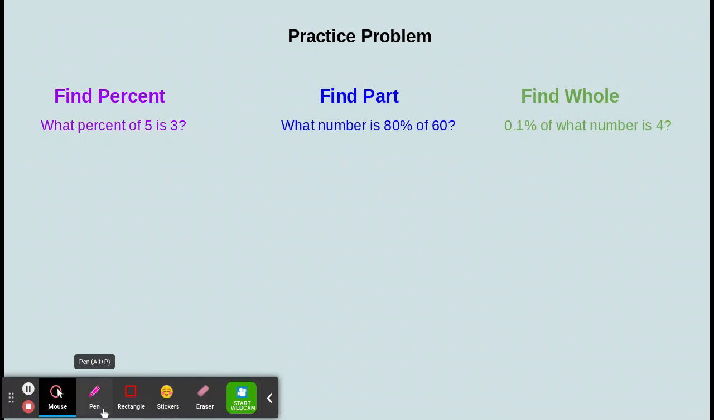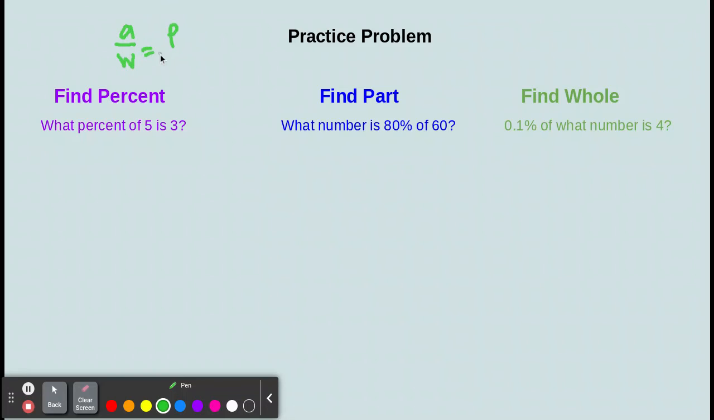All right, some hints on doing the practice problems. Finding a percent. What percent of 5 is 3? So remember, what is our percent proportion that we want to use? A over W equals P over 100, right? So we're finding the percent in this one, so we have to plug in the values we know for the part and the whole, right? So the part they gave us was 3, the whole they gave us was 5. We're trying to find P. So now we can multiply both sides by 100 and we will have our P.